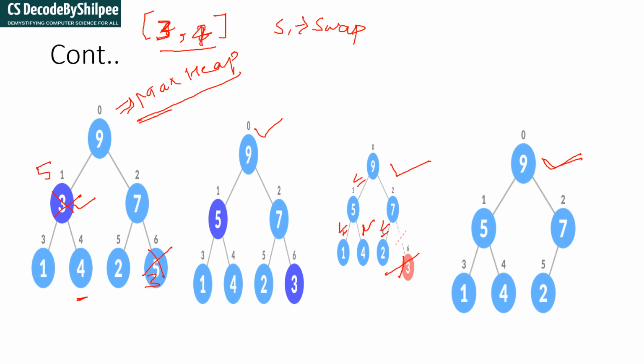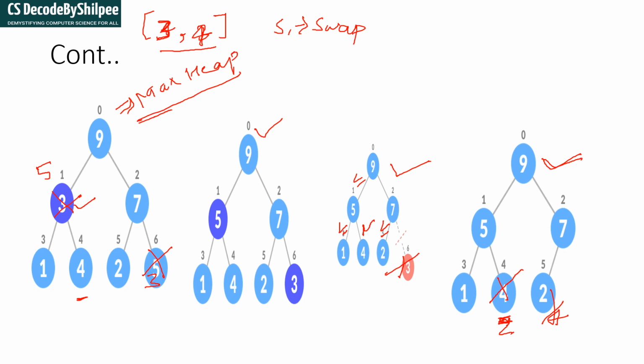Now I said to also delete 4. If I am going to delete 4, can you simply delete 4? No. Don't say that this is a leaf node so you will simply delete it. No, here also you have to follow the 3 steps. This 4 is going to be replaced by 2. This 4 will come here. Now you delete this 4, and now the element is deleted.